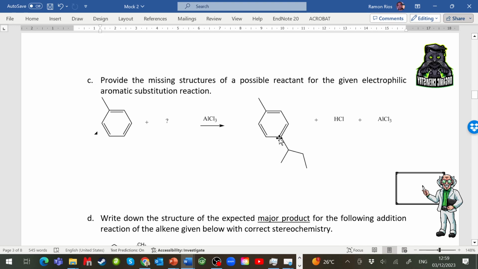Okay. C. Provide the missing structures of a possible reactant for the given electrophilic aromatic substitution. Okay, remember that in the electrophilic aromatic substitution, normally what we add is alkyl chloride with aluminum trichloride, we form the carbocation, and this carbocation is reacting with the aromatic compound, with the benzene. Okay, that means if we break this, what we have is that we need to prepare this carbocation, that is coming from the chloride, right?